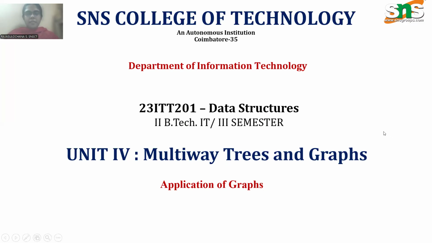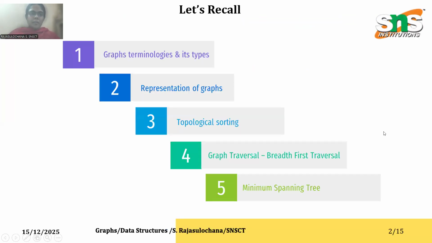So far we have discussed what is graph data structure, what are the various terminologies we use in graph data structure, types of graph, and how do we represent a graph with the help of adjacency list, adjacency matrix, and incidence matrix. We have also seen how to traverse a graph using breadth first search and depth first search, and we have seen about topological ordering of vertices in a given graph.